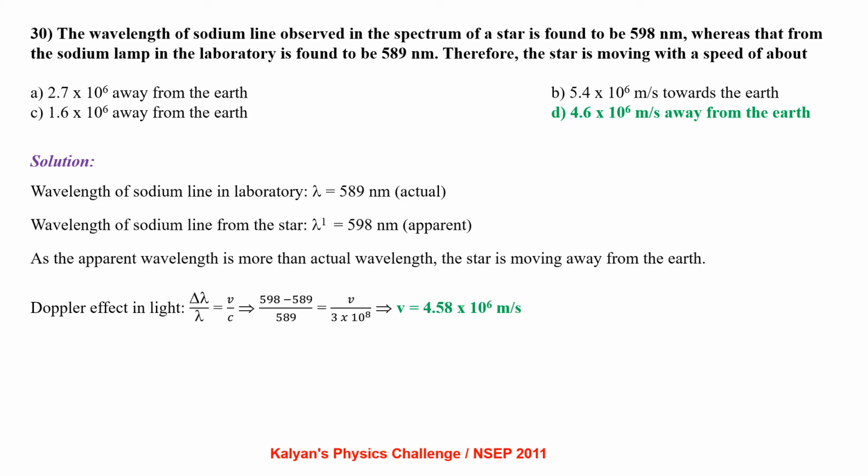Doppler effect in light: Δλ by λ equal to v by c, that gives you v equal to 4.58 into 10 power 6 meter per second.